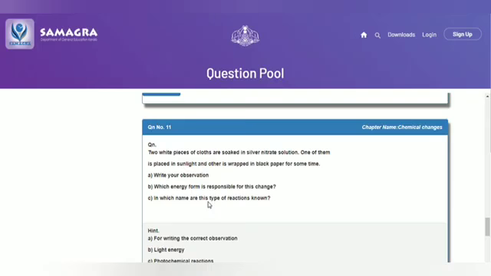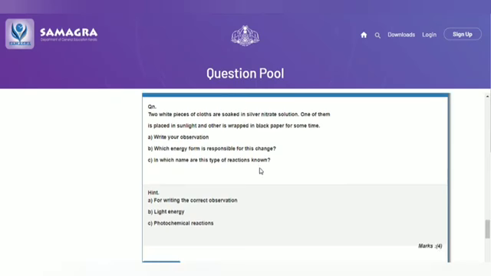Next question. Two white pieces of cloth are soaked in silver nitrate solution. One of them is placed in sunlight and the other is wrapped in black paper for some time. What do you observe? Write your observation. Which energy change is responsible for this change? Light energy is responsible for this change. By what name are these types of reactions known? Photochemical reactions.